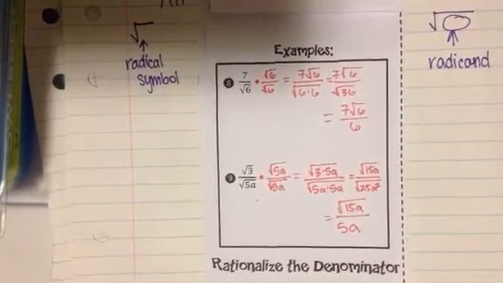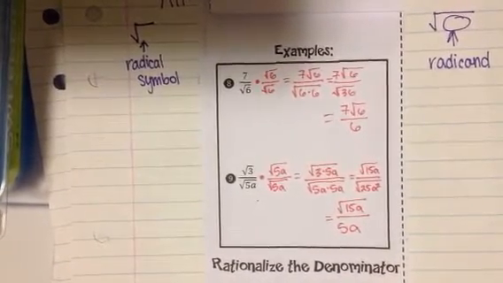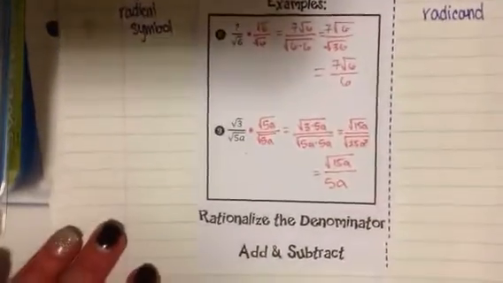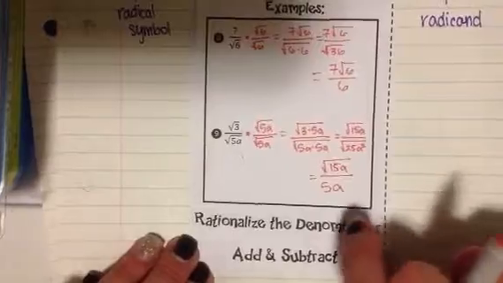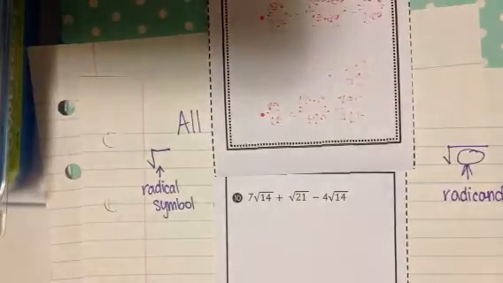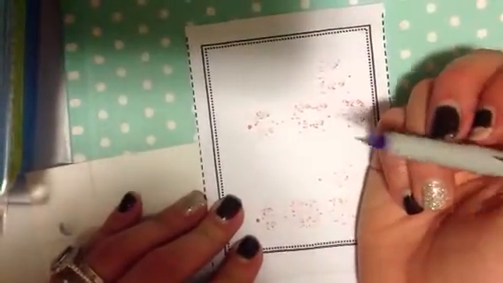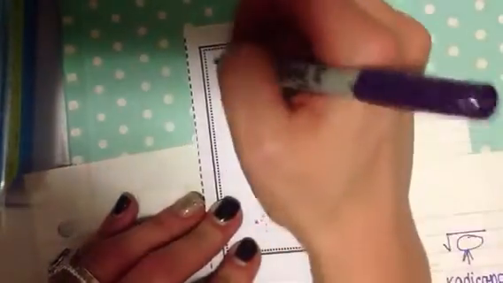So now you know how to rationalize the denominator. The only other thing we have left to learn about radicals now is to add and subtract. So if we flip open the last flap, I need you to take a few notes on this top part. And we are going to write that like radicals can be combined by adding or subtracting.